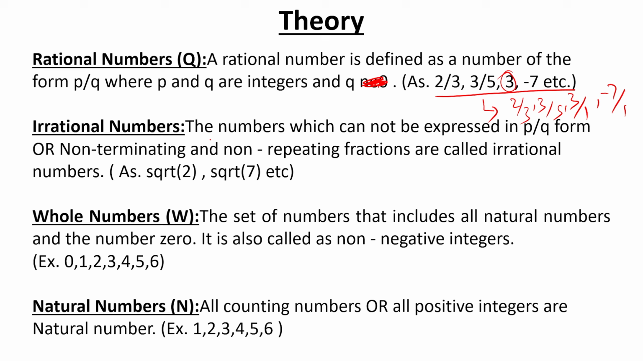So, a rational number is nothing but a number which is in the form of p by q, where p and q are integers. Okay, that's it. Irrational numbers.